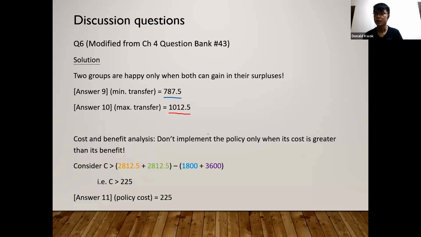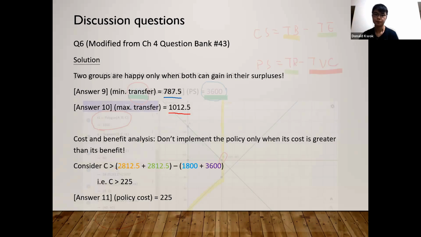And finally, question 11. If the abolishment of taxi license involved an implementation cost C, the government will not consider the abolishment policy if C is larger than what amount. So it's actually the cost and benefit analysis of the government, which is the government should not implement the policy when the implementation cost is greater than the benefit of the policy. So the cost side is the implementation cost C that we are going to look for, while the benefit of the policy is the increase in total economic surplus after the abolishment of the policy.